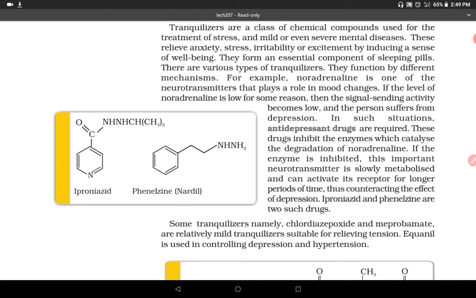noradrenaline is one of the neurotransmitters that plays an important role in mood changes. If the level of noradrenaline is low for some reason, then signal sending activity becomes slow.